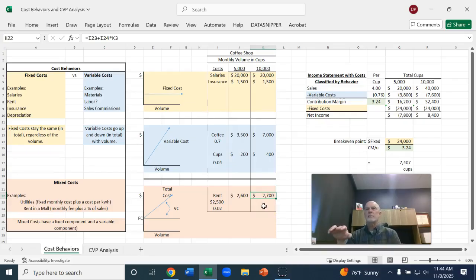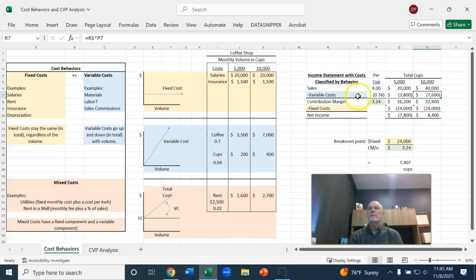So let's look at an income statement that combines all of this information together. Our total sales, based on a sales price, let's assume of $4 a cup, would be $20,000 if we sell 5,000 cups and $40,000 if we sell 10,000 cups. Next, we're going to subtract our variable cost per unit, which is 76 cents per cup. That's for the coffee, the cup, and that variable component of the rent. So here's the total cost at 5,000 and 10,000.